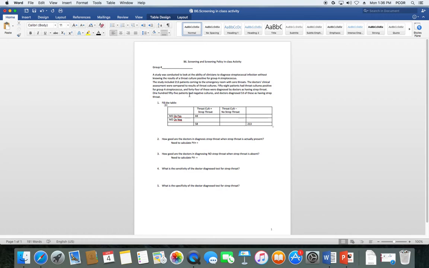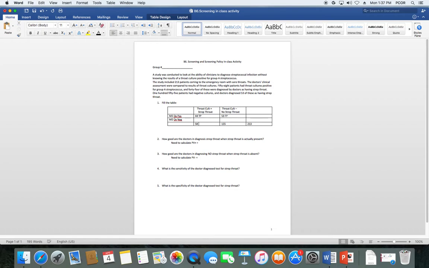Then 155 patients had negative cultures, and we put the total of negative cultures as 155. The doctors diagnosed 53 of these as having strep throat. So the difference between this should be the answer here. But what is really this? This is your true positive. This is your false positive.